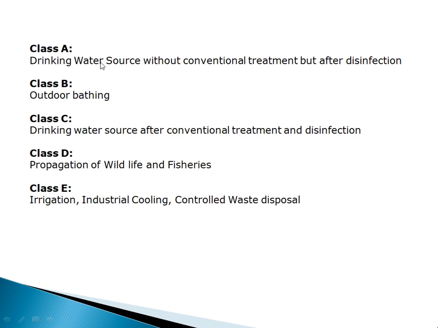The drinking water source without conventional treatment but after disinfection falls under class A. Outdoor bathing water falls under class B. Drinking water source after conventional treatment and disinfection comes under class C. Propagation of wildlife and fisheries water falls under class D. And irrigation, industrial cooling and controlled waste disposal water falls under class E.